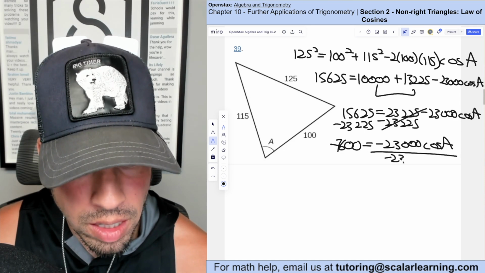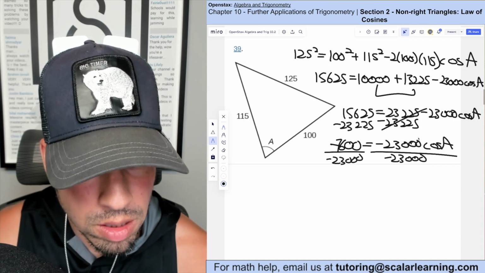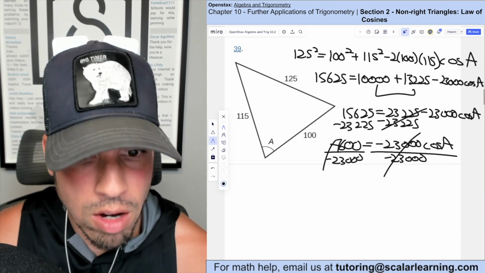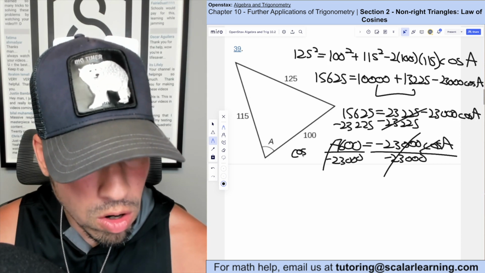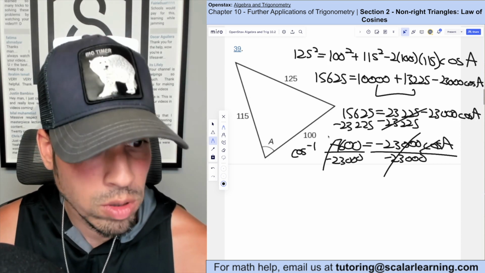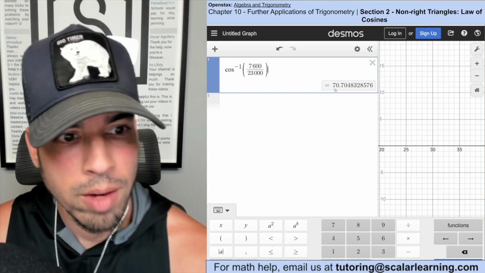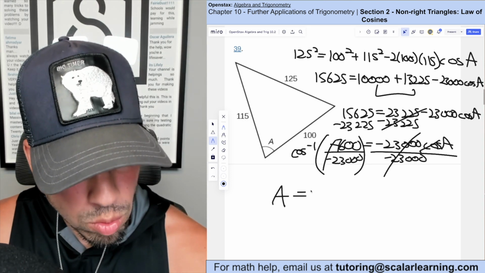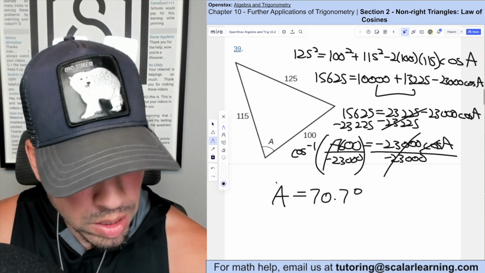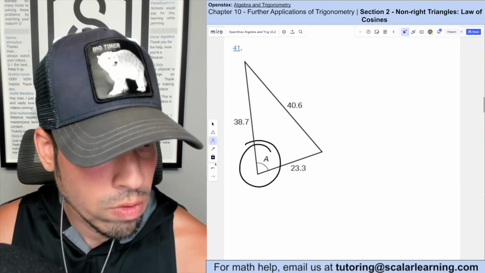Divide both sides by negative 23,000 like so. And then we have one more step because that's gone, the negatives cancel out, but we need A, not cosine of A. So I have to get rid of the cosine by taking arc cosine of both sides. So it's arc cosine of this quantity is equal to A. Let's plug it into Desmos. And we get 70.7. And again, since we're solving for an angle, A equals 70.7 degrees. Boom, done.